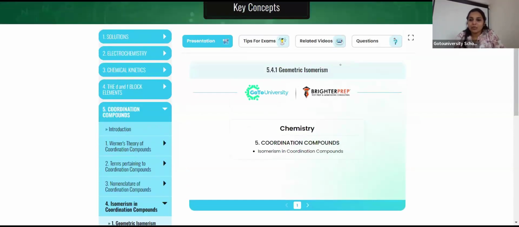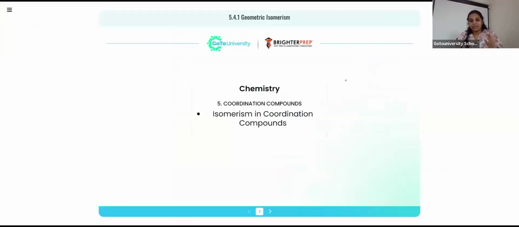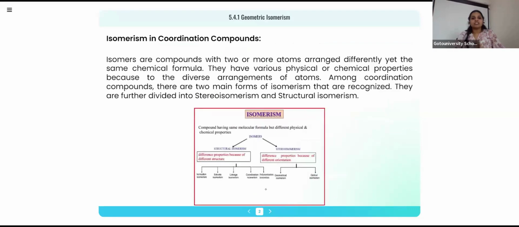Isomerism means that the same molecular formula will be there, but a different structural formula will be there. That is called isomerism, right? So in coordination compounds also we can see different types of isomerism. Mainly we can classify them into structural isomerism and stereoisomerism.